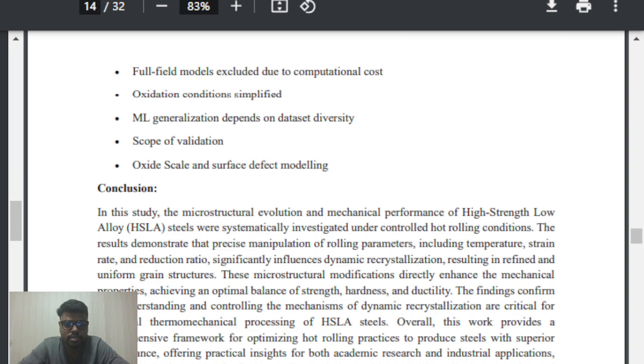The expected contribution of this research is a more practical framework for real-time prediction and control in HSLA hot rolling. If successful, it could help improve grain refinement, reduce surface defects, improve mechanical properties, and support more efficient industrial steel production.